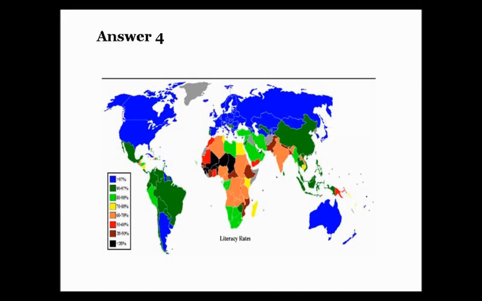According to the graph, in Australia, it is covered by the blue color indicating the literacy rate is above 97%. Last but not least, in China, it is covered by green color indicating literacy rate is between 90 to 97%. In conclusion, I think this is a very useful graph, and it helps us to get some information about the literacy rate all over the world.